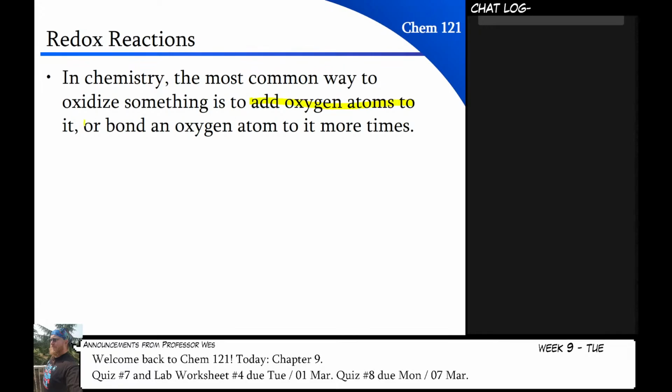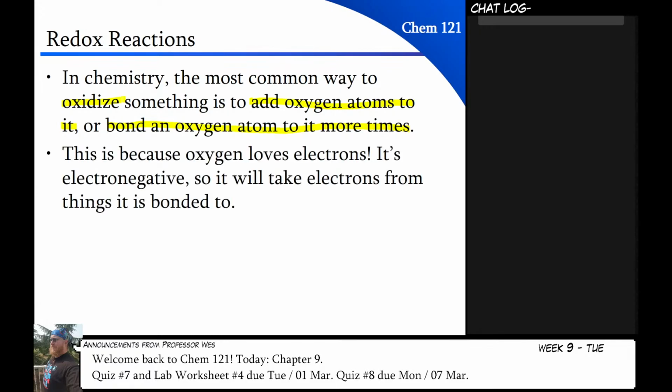If you add oxygen atoms to a substance, or you just make more bonds to oxygen, what you are doing is oxidizing it. So if something starts off not bonded to oxygen, and then after the reaction is done, it is bonded to oxygen, or there are more bonds to an oxygen within the molecule, the process that substance has undergone is oxidation.